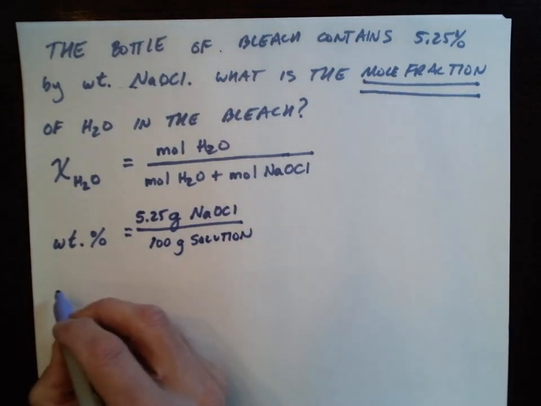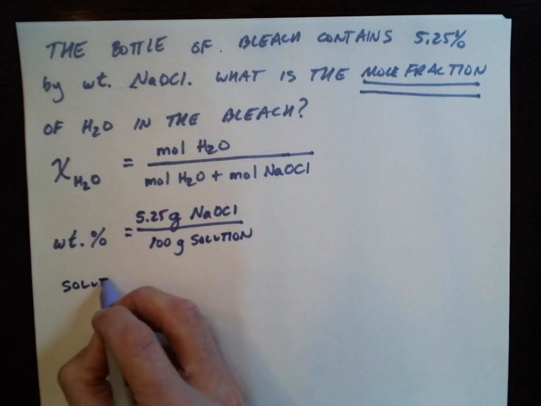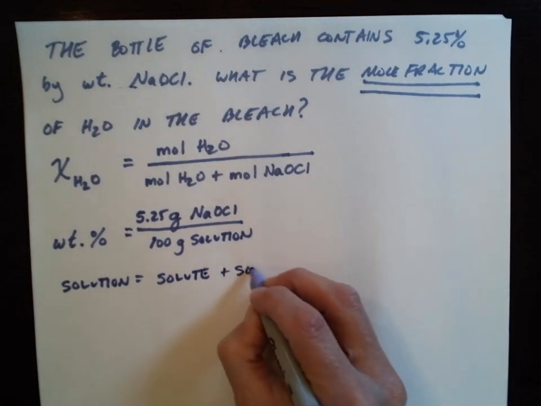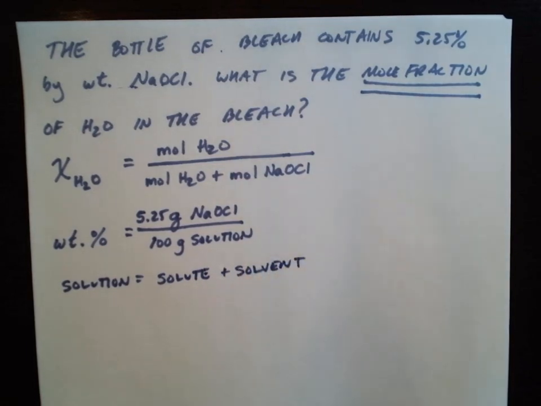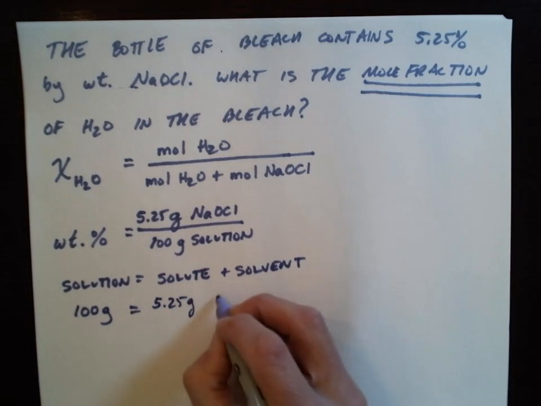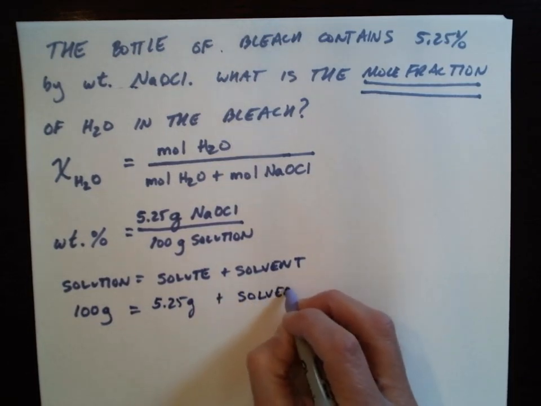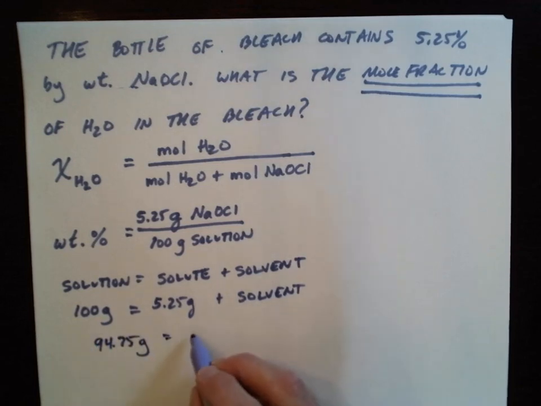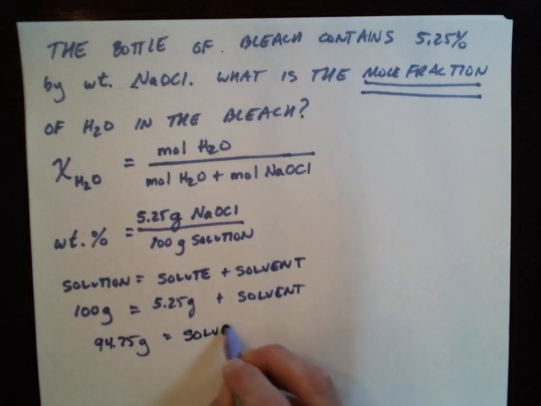Well, let's remember that the solution is the solute, there's only one solute in this case, plus the solvent. The solution is 100 grams total. The solute is 5.25 grams. And then we can figure out the grams of water that are present. It's just going to be the difference. So, of course, 100 minus 5.25 will give us 94.75. That's going to be our mass of solvent, which is water.